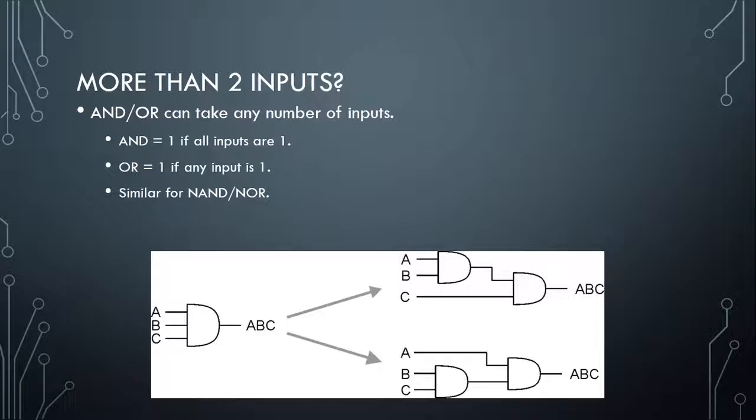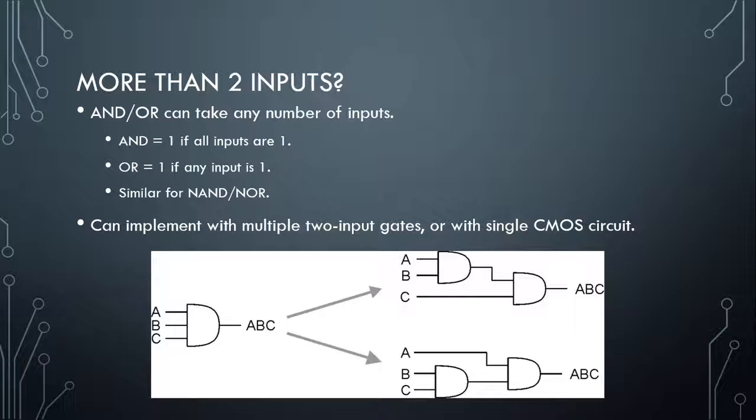And of course, similar things happen with AND and OR, because they're just flips. That's kind of what this diagram is illustrating here. So you can implement this with multiple 2-input gates, or even a single CMOS circuit.